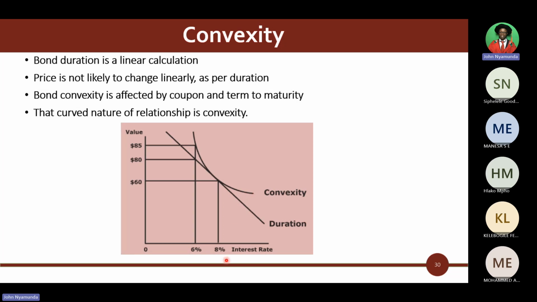So it says if interest rates are at low levels, a small change in interest rate gives you a very high change in price. But as interest rates increase, the price doesn't change as fast. So it's curvilinear. Convexity tries to correct duration to get the actual change in price.